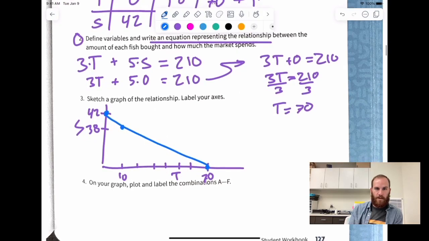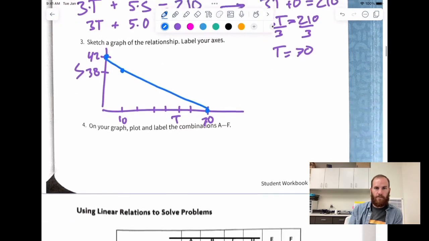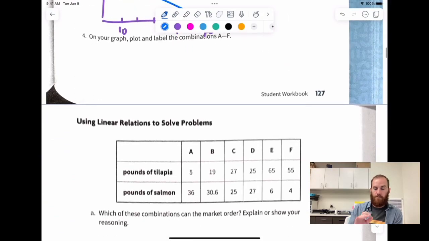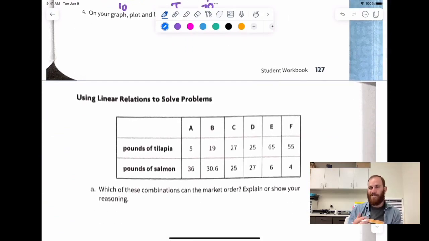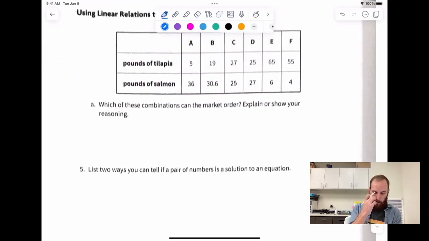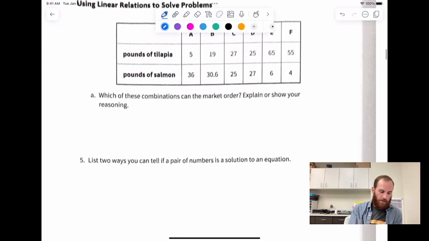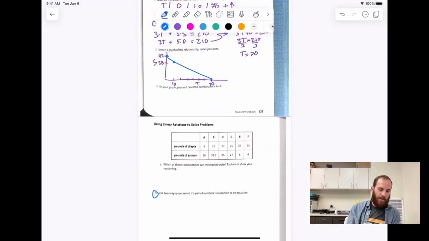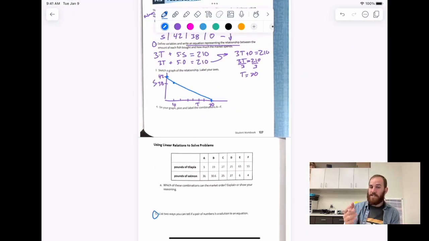On your graph, plot and label the combinations A through F. You can plot those for the sake of time of the video. We're going to go on to number 5. There are 2 ways we can tell if a pair of numbers is a solution to the equation. Let's write our equation down real quick, and then after this, you can get on to the Unit 3 review assignment, and if you finish that, you can do the homework for tonight.